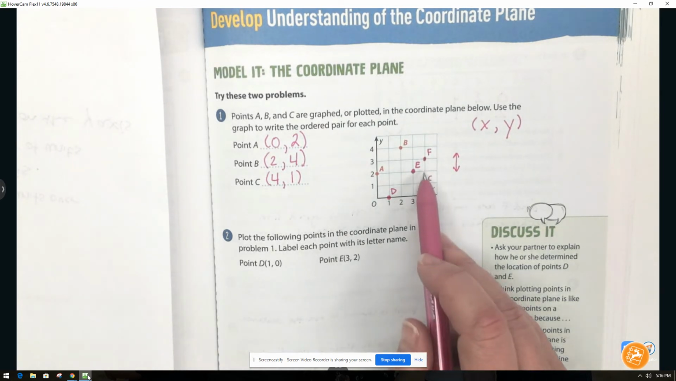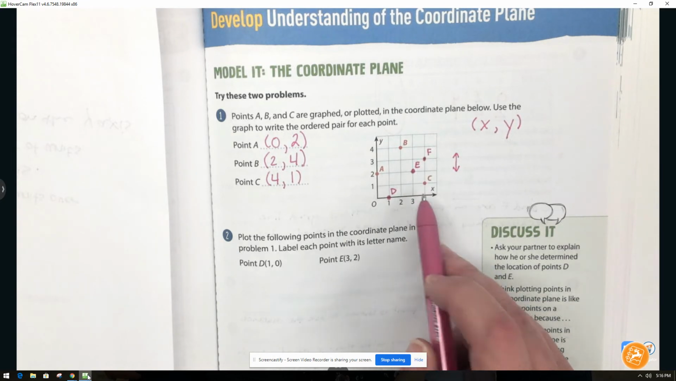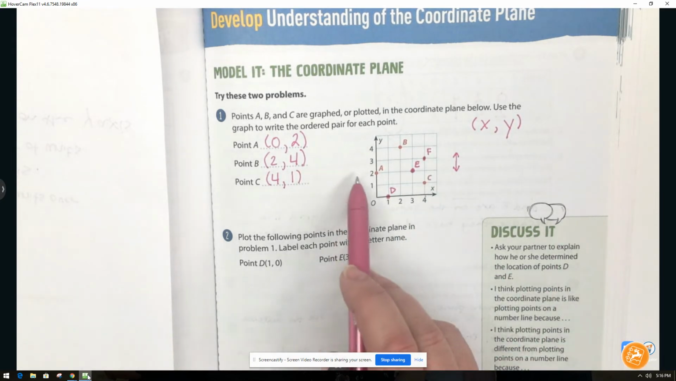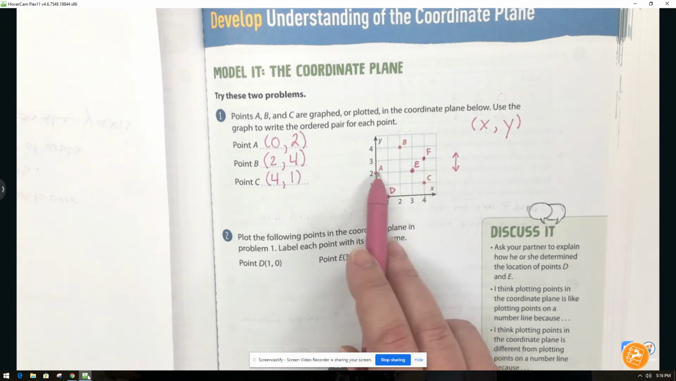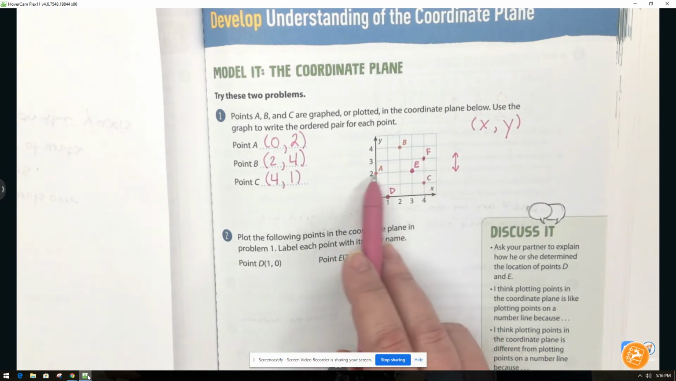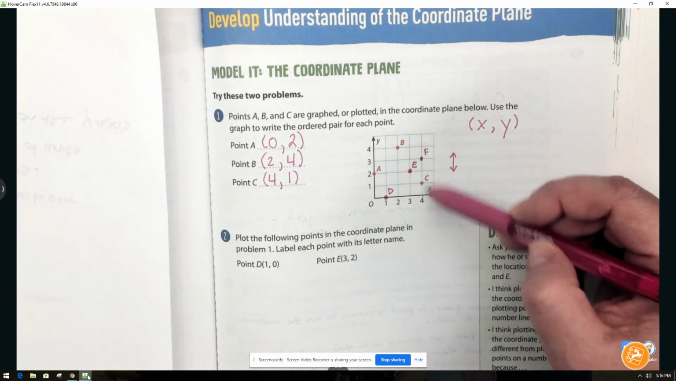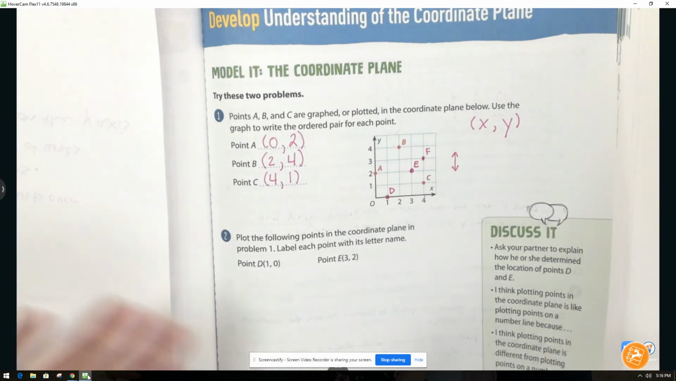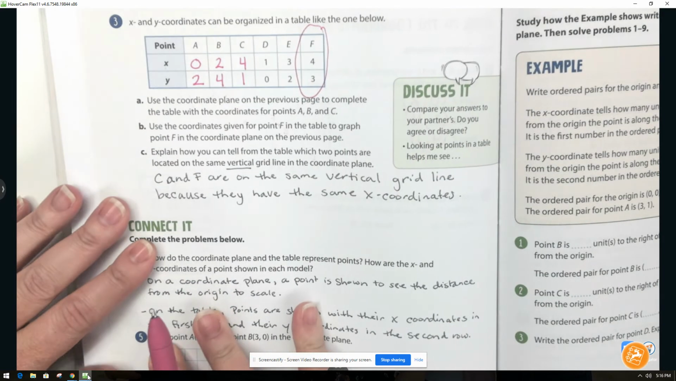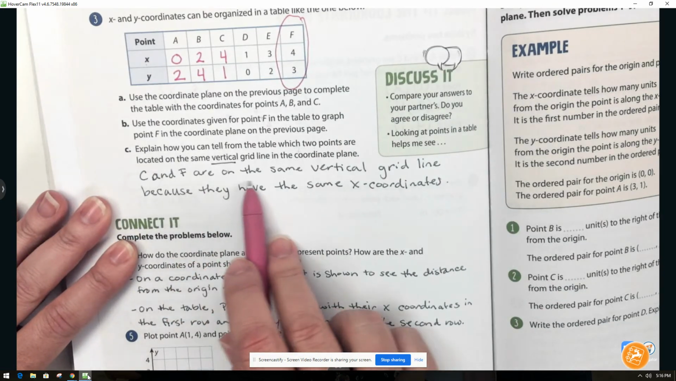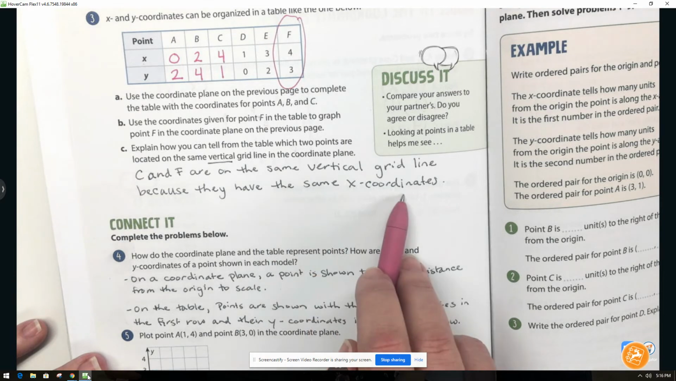That's right, point F and point C. Both are on the same vertical grid line. Now, if you thought it was A and E, don't get mistaken. A and E are on the same horizontal grid line. We're talking about vertical. So C and F are on the same vertical grid line because they have the same x coordinate.